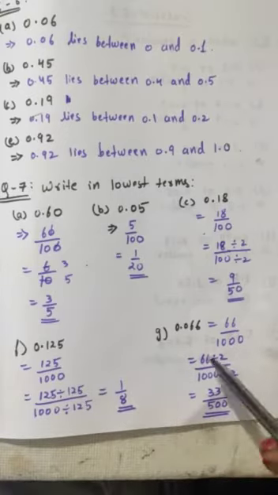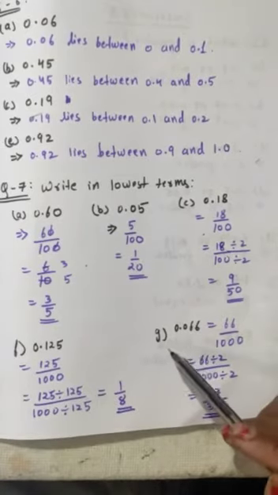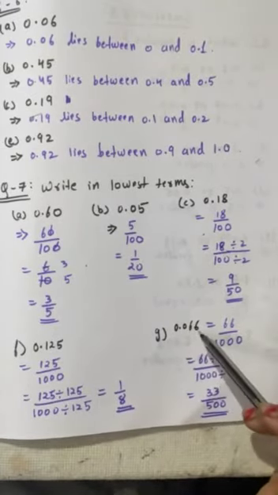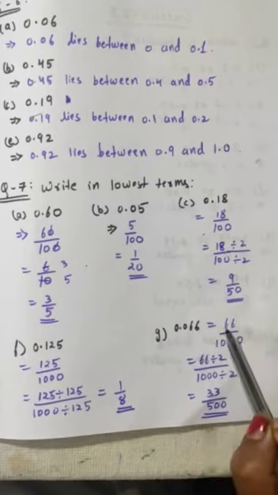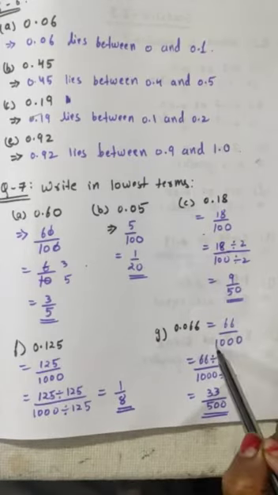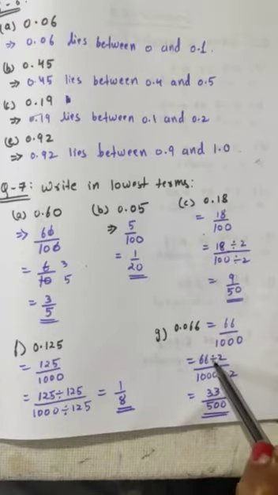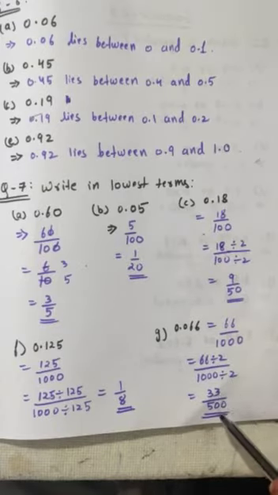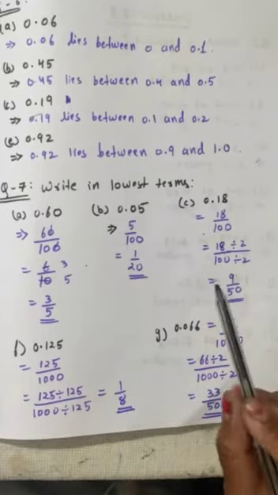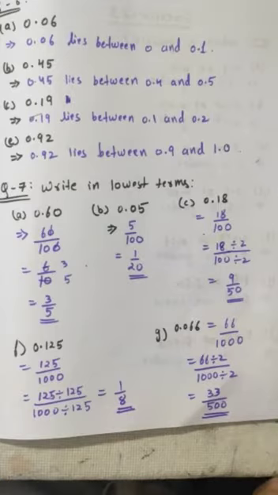Okay, and the last one I'm doing for you is G part, which is 0.066. Now no need to write this 0 here, but in the denominator 3 zeros, that means 1000 will come. Again the HCF is 2, so the answer will be 33 upon 500. Okay, so I hope all of you have understood how to reduce in the lowest term. So this way we have completed the exercise 8.2.